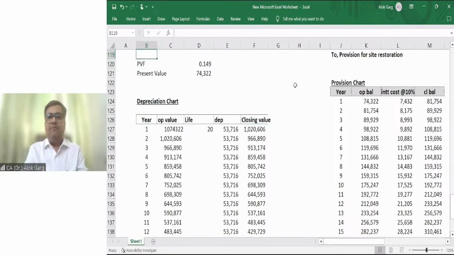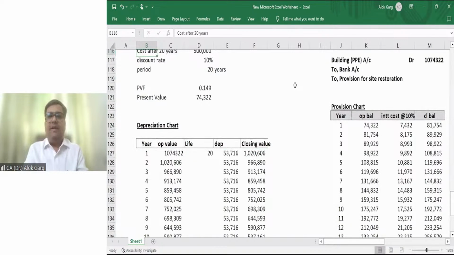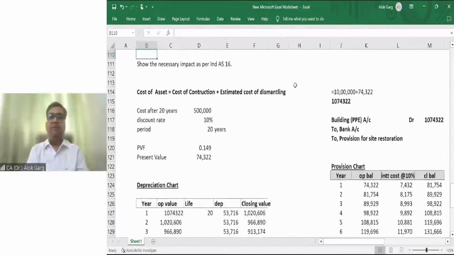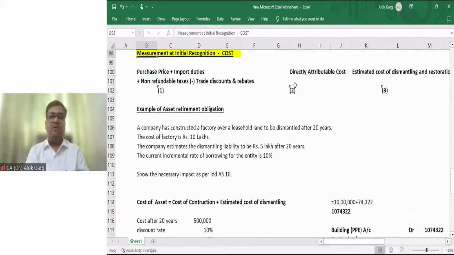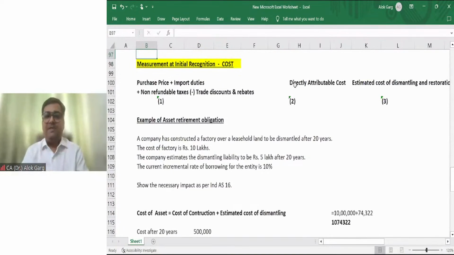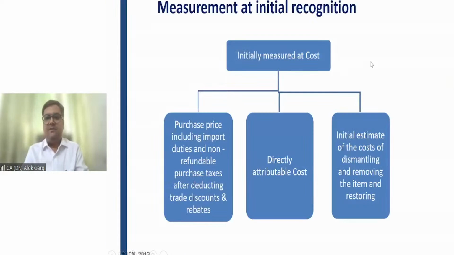Friends, I hope regarding this measurement of PPE, which is at cost, which includes purchase price plus import duties plus non-refundable taxes minus trade discounts and rebates plus directly attributable cost plus estimated cost of dismantling and site restoration, right? This is what I have shown you on the Excel file. Friends, do let me know if you have any questions so far. If you don't have any question, then I'll move on to my presentation.